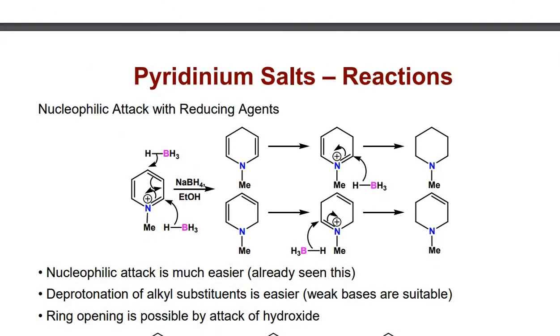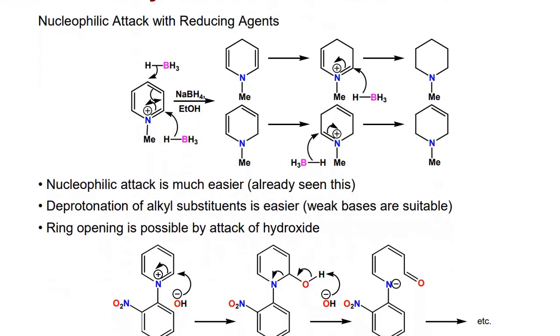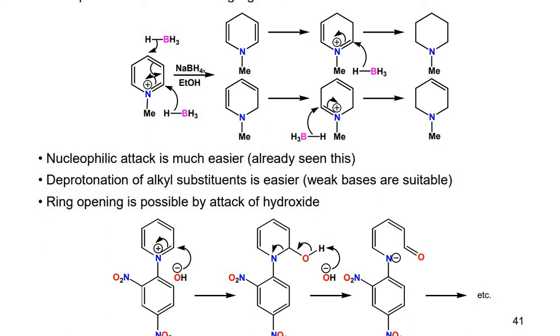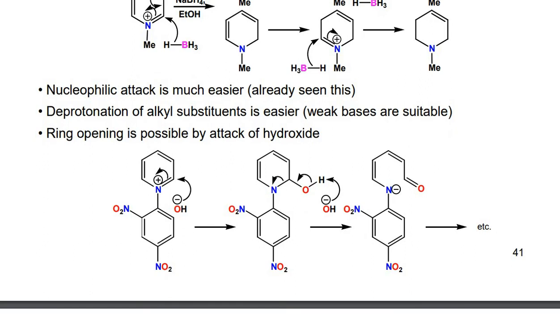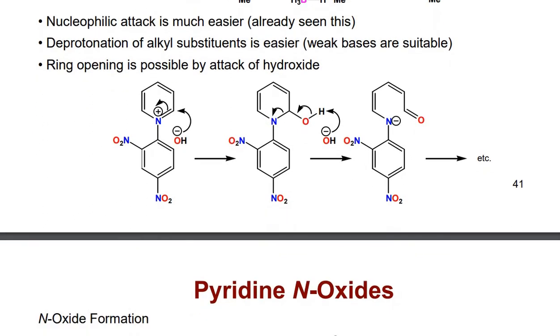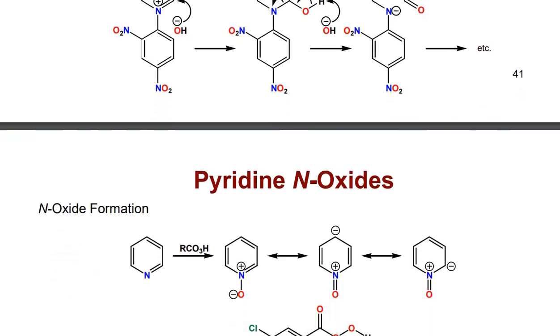Now, nucleophilic attack with the reducing agents. Look at here with the difference. Nucleophilic attack is much easier, already seen this. Deprotonation of alkyl substituents is easier, weak bases are suitable. Ring opening is possible by attack of hydroxide. Look at here how the pyridine ring is opened.